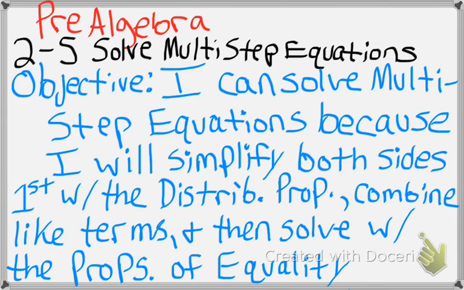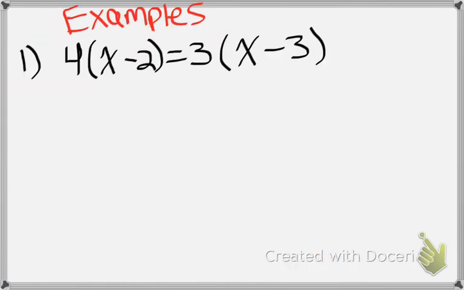So our objective is, as the student, I can solve multi-step equations because I will simplify both sides of the equal sign first with the distributive property, then I'll combine like terms, and after that it's going to be just like what we learned last chapter, and you're going to solve it using the properties of equality. I just abbreviated and wrote props of equality. So let's get right to it. There is no new vocabulary, there's literally just one thing.